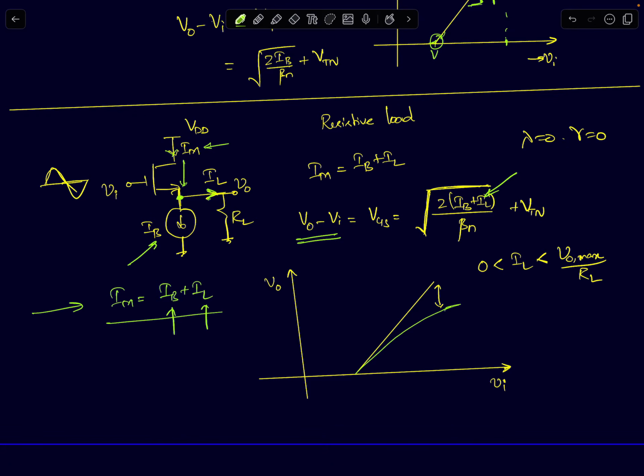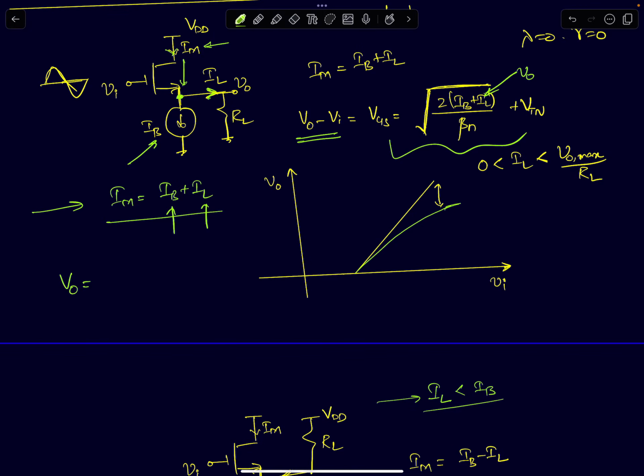I've written an expression for the VGS here. IL will change with your output voltage, so here you will have a dependence on V0. Your result will look something like this. Your V0 minus Vi will be equal to the root of 2 times constant bias current IB plus V0 by RL, divided by beta n, plus VTN. Here again I've ignored channel length modulation and body effect. If you include both, then those two will also be sources of nonlinearities. You will get additional sources of nonlinearities.